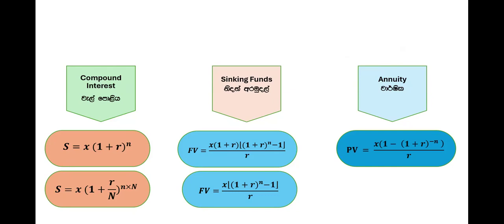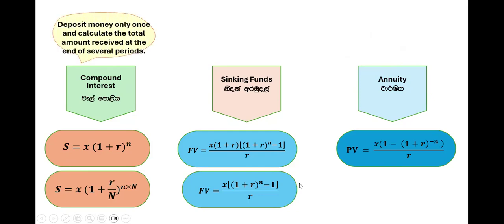If the question includes the term simple interest, then you can apply the simple interest formula. If the question mentions the words effective annual rate, then you can apply that. But here, the student can't identify which formula can be applied correctly. Then how do we sort out this problem? How do we overcome this problem? Right. I will explain.